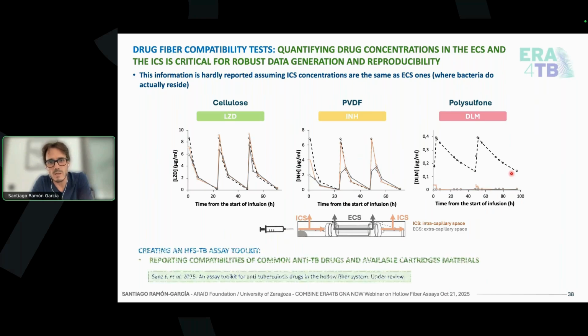Building on this, we have created a hollow fiber TB assay toolkit in which we have tested many of the common anti-TB drugs and reported their availabilities. This paper is under review and hopefully will be out soon. Again, the idea is that this is out for the community and we can speed up the development process.